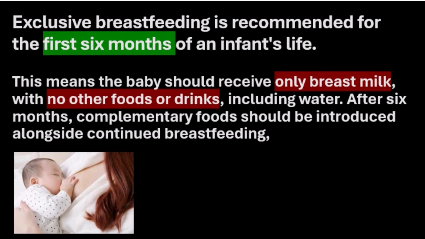Exclusive breastfeeding is recommended for the first 6 months of an infant's life. This means the baby should receive only breast milk. Exclusive means only breast milk with no other foods or drinks, including water. After 6 months, complementary foods should be introduced alongside continuing breastfeeding. So, another question that can be asked is, at what time should complementary food be introduced? That is also 6 months.